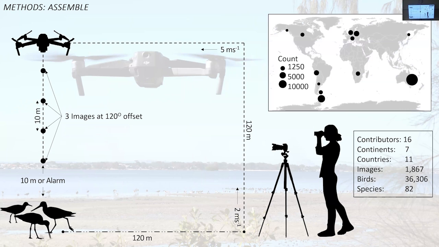So the first step, assemble. I used 2 different methods to create this data set. The first method was my own field work. So I went out and used a structured method where I launched the drone up, flew out above flocks of birds at 120 meters, took 3 photos, rotating the drone 120 degrees each time, then lowered it by 10 meters, took 3 more photos and kept doing that until we saw some signs of disturbance or we got to 10 meters altitude. So that gets quite a structured data set that forms the foundation of this data set.